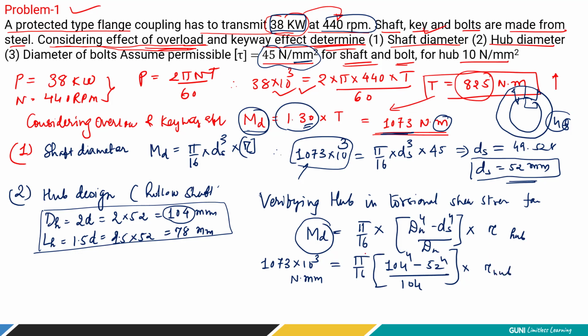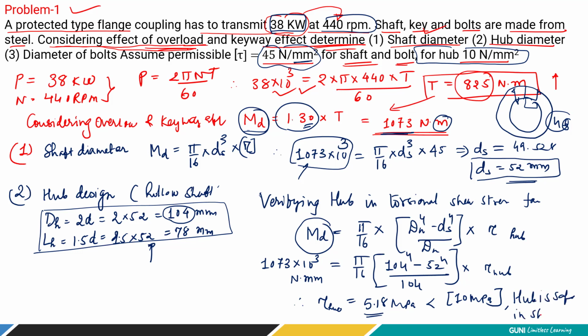Okay, now let's find the shear stress induced in the hub, right? Students, try yourself, find out the shear stress induced in the hub. Now it comes out as 5.18 megapascal. Okay, now what is given for hub? It is given safe stress value is 10. So induced stress is less than that, that is less than the 10 megapascal. So we can say these dimensions are safe. So you can say the hub is safe in shear stress failure, right?